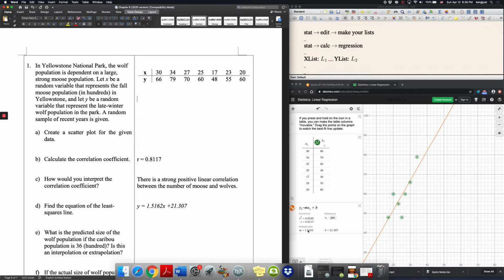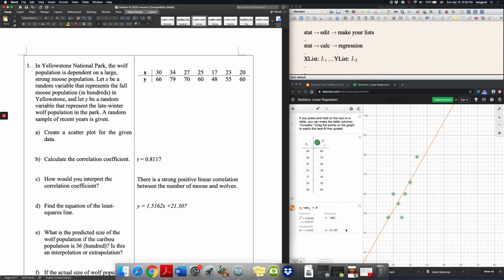If you're using our calculator, they denote m by a instead, but it means the same thing, it's the slope. And then b is the y-intercept, so in our case 21.307. Now that would be how many wolves you would expect if there were 0 moose.